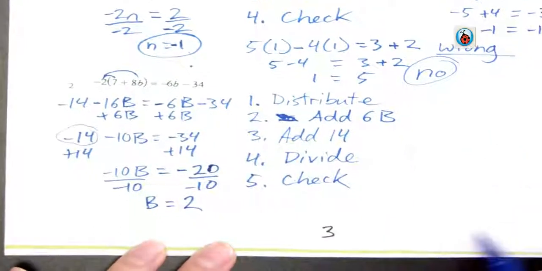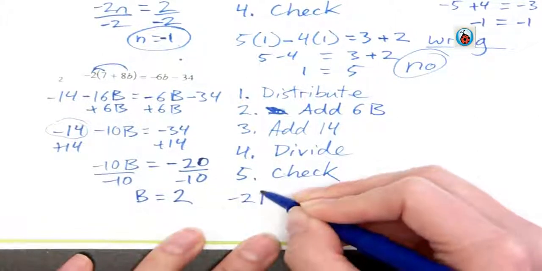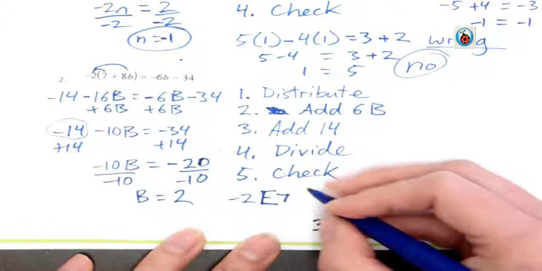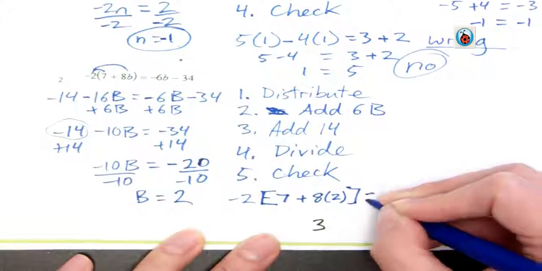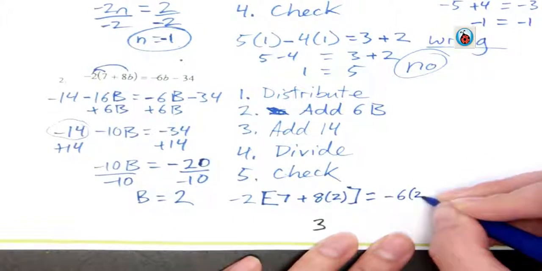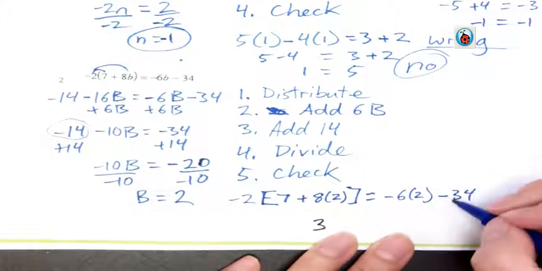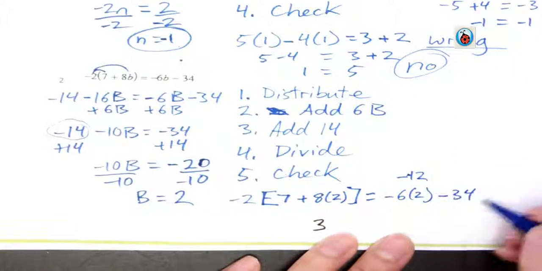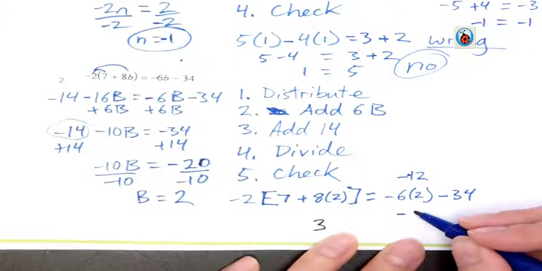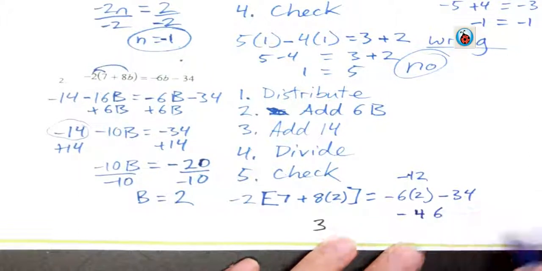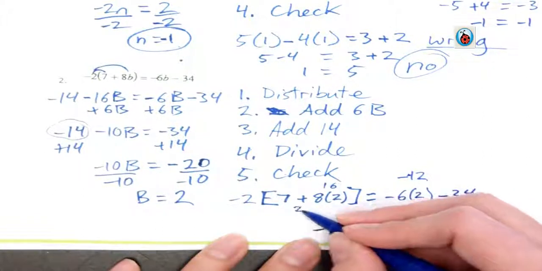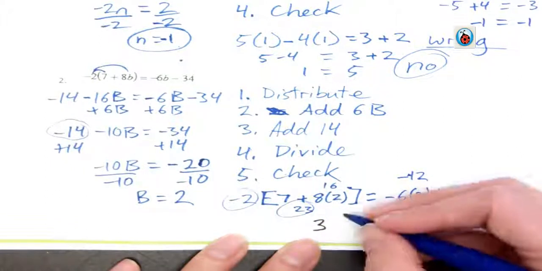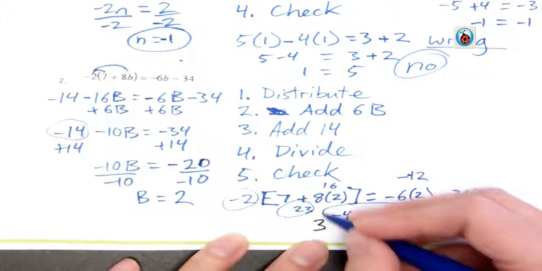So I plug it back into that original equation. So it's negative 2 times 7 plus 8 times 2. Does that equal negative 6 times 2 minus 34? And I do the math. That's negative 12 minus 34 is negative 46. This is 16. 16 plus 7 gives me 23. 23 times negative 2 gives me negative 46. It checks.